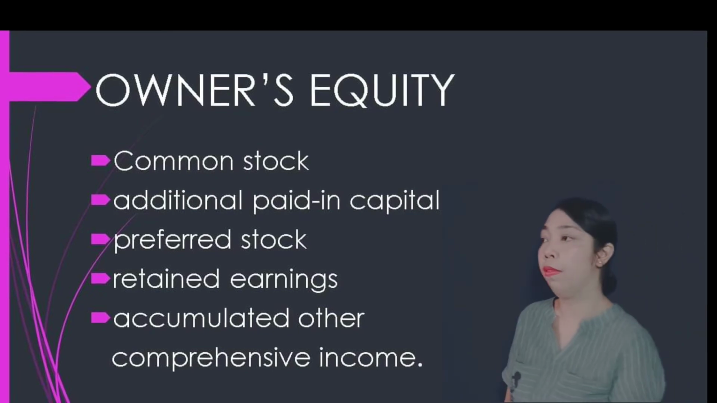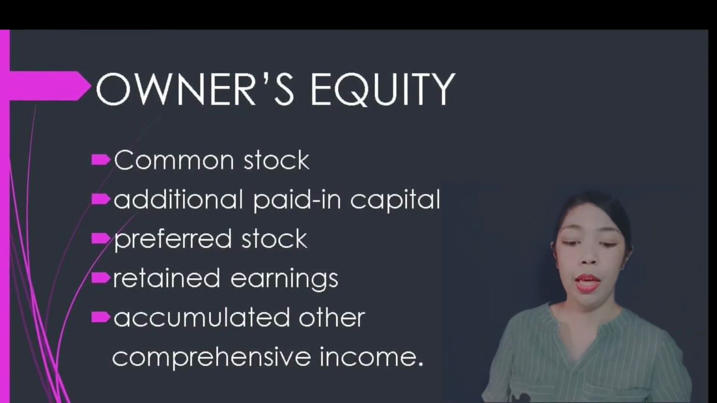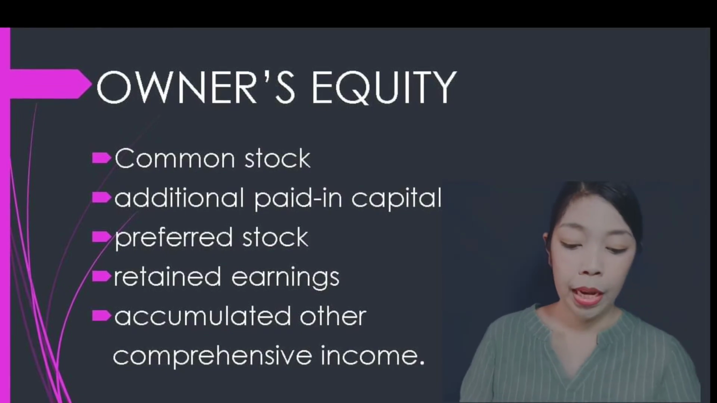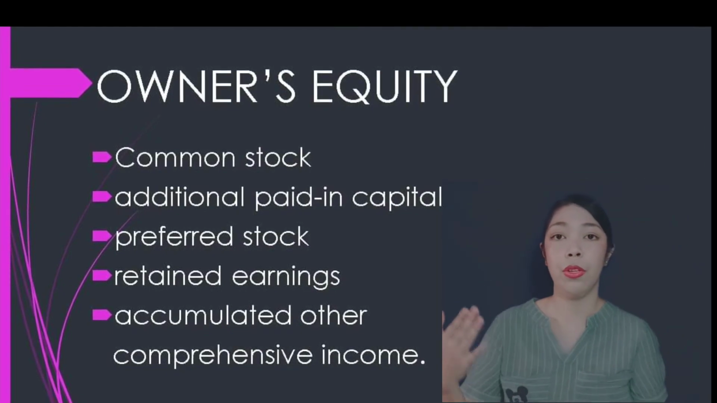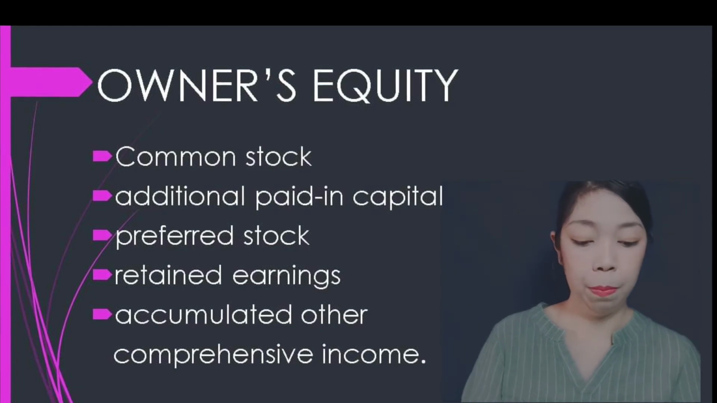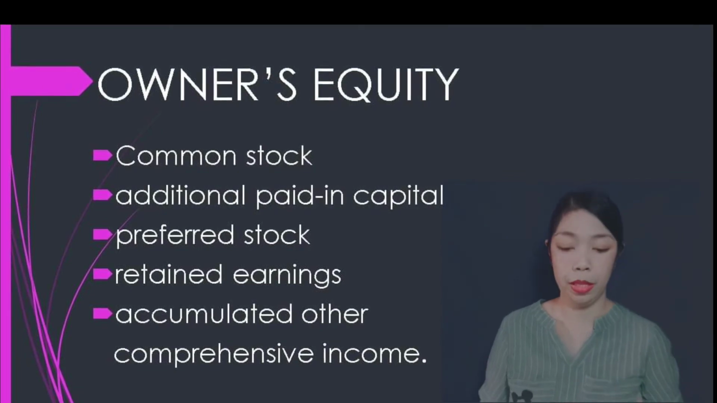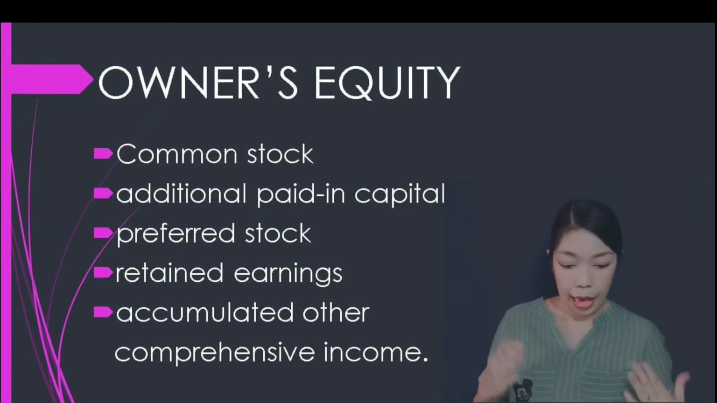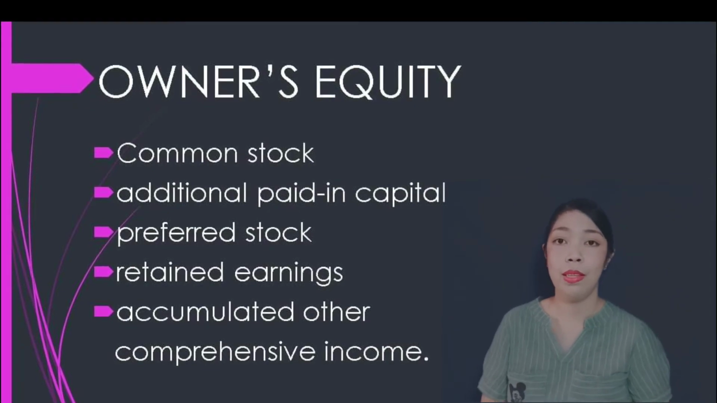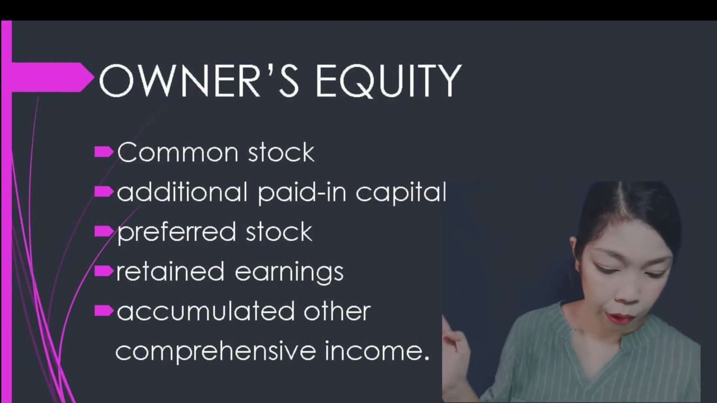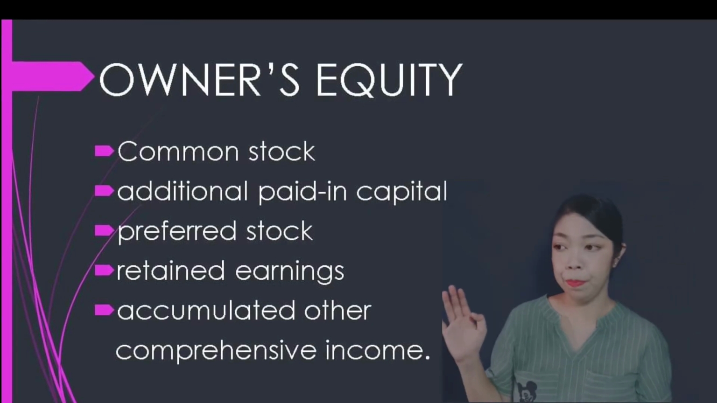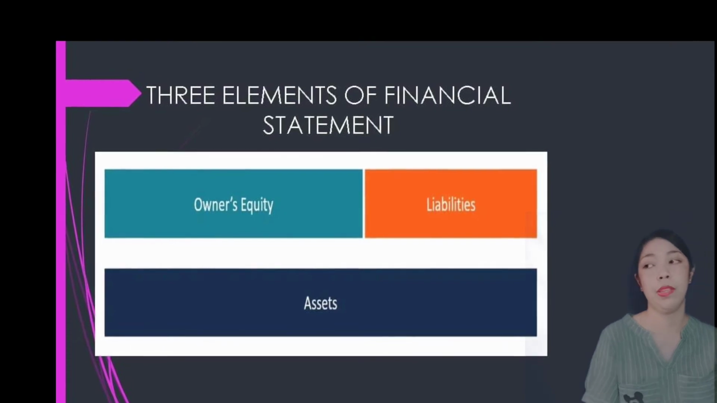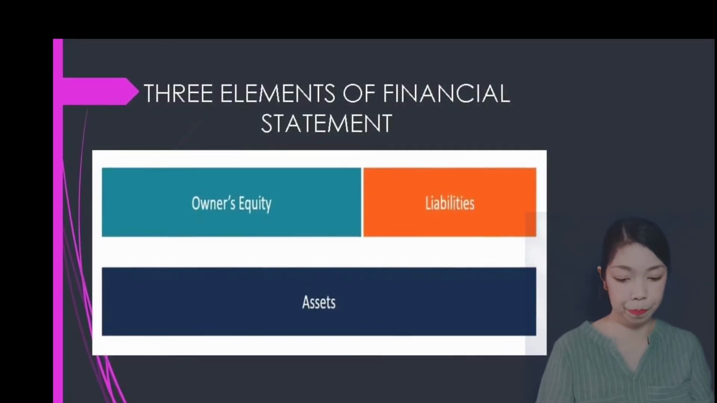If you have stocks, definitely if it increases, that will add to your capital. Additional paid in capital. If you have an investor and he put up a capital, definitely your capital will increase. Preferred stock, retained earnings, accumulated other comprehensive income. Any question about owner's equity? None? Okay, so now do you understand the three elements of financial statements?